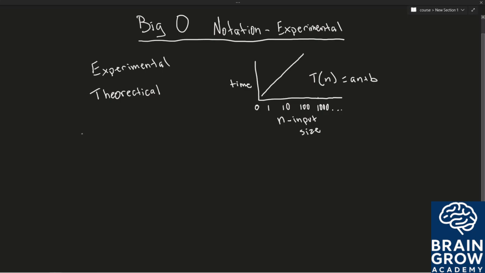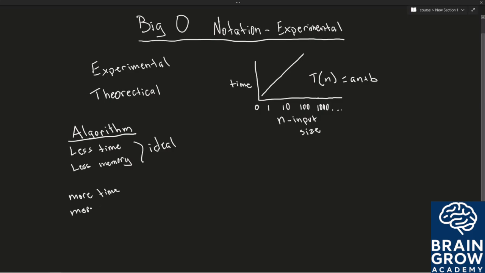So now when we're evaluating our algorithm, there's two things that we want. We want less time and less memory. These are ideal for an algorithm, and more time and more memory are not ideal.